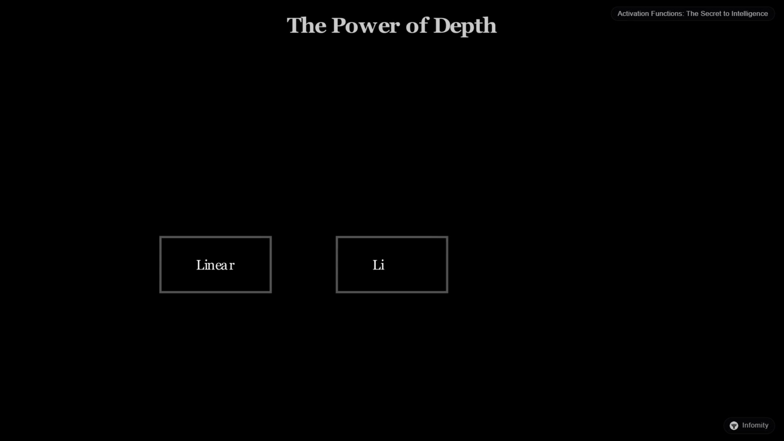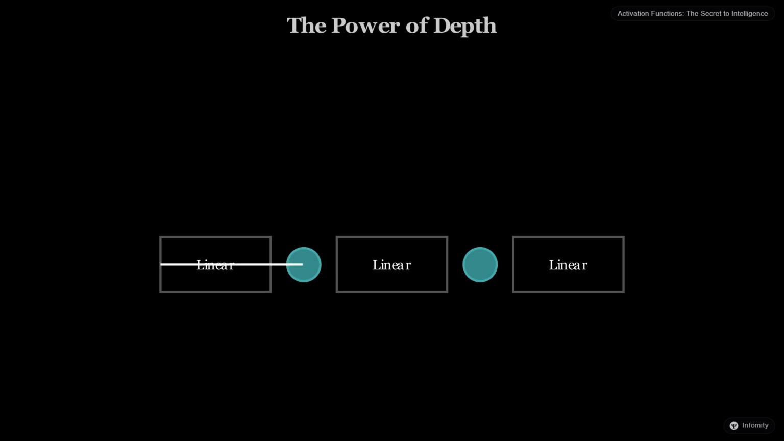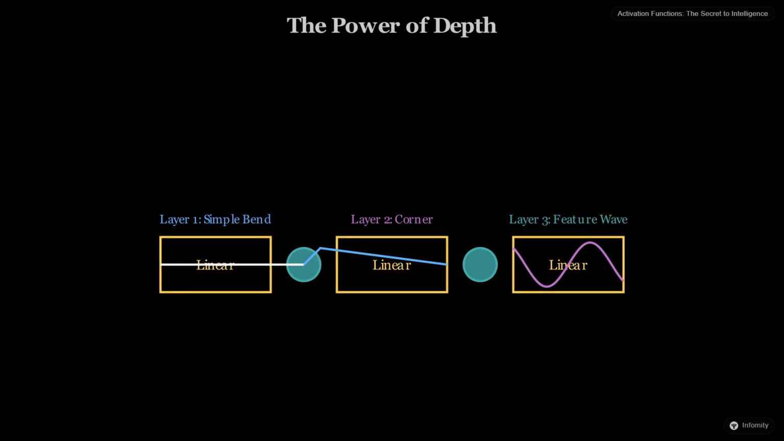But with activation functions, depth finally becomes powerful. Each clay joint allows the next layer to work with a shape that is already curved. Layer 1 might learn a simple bend. Layer 2 turns that bend into a corner, and Layer 3 turns that corner into a complex feature. This hierarchical learning is only possible because of nonlinearity.